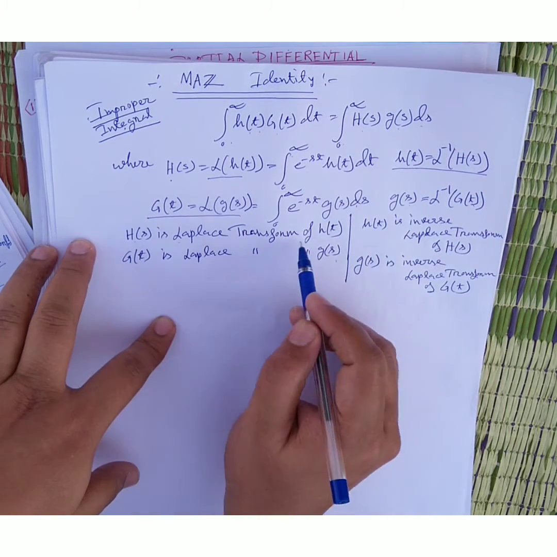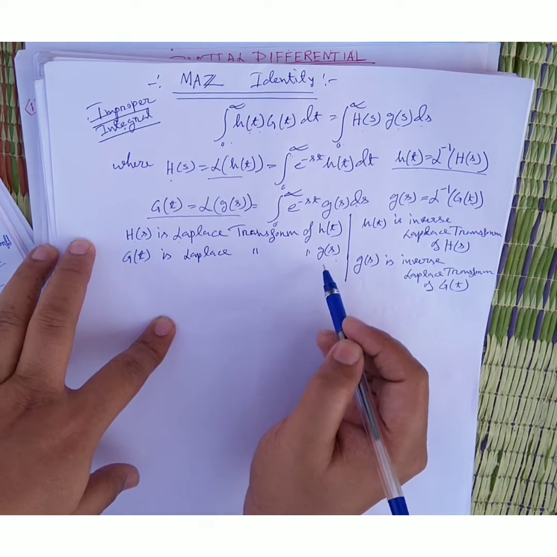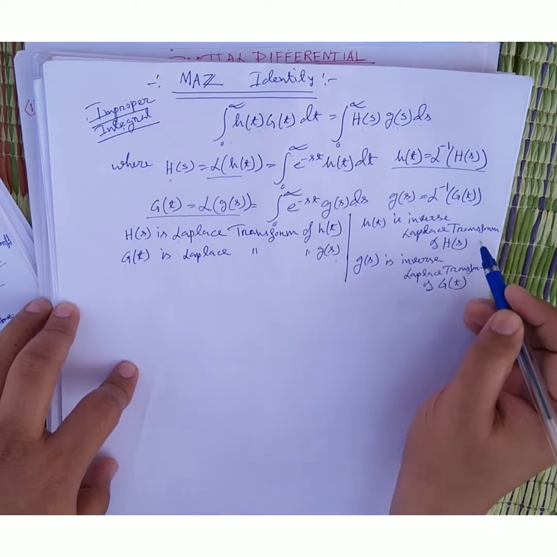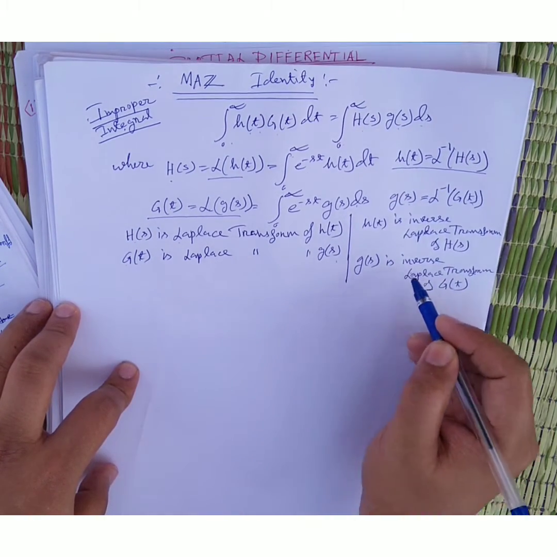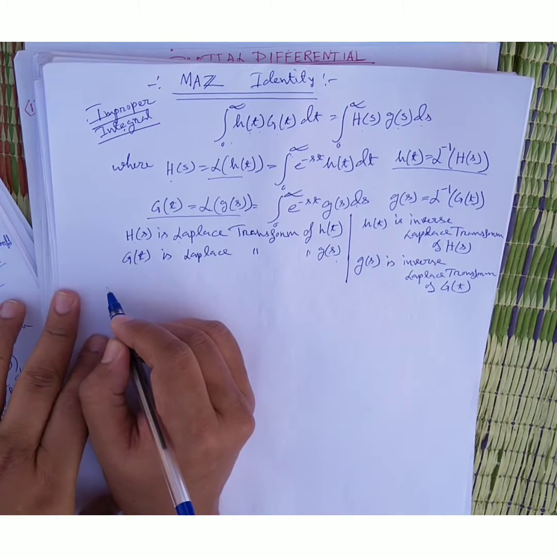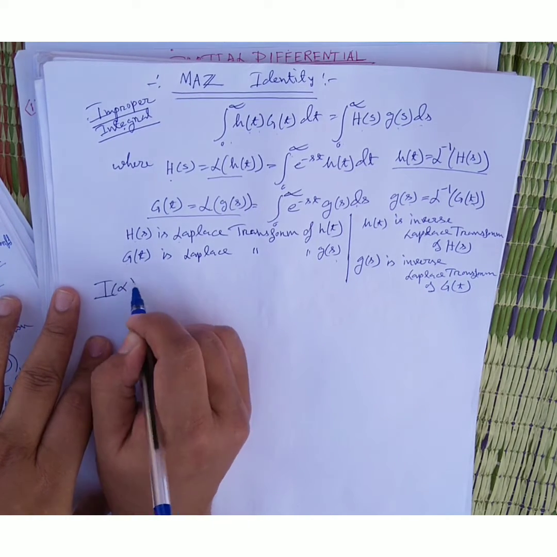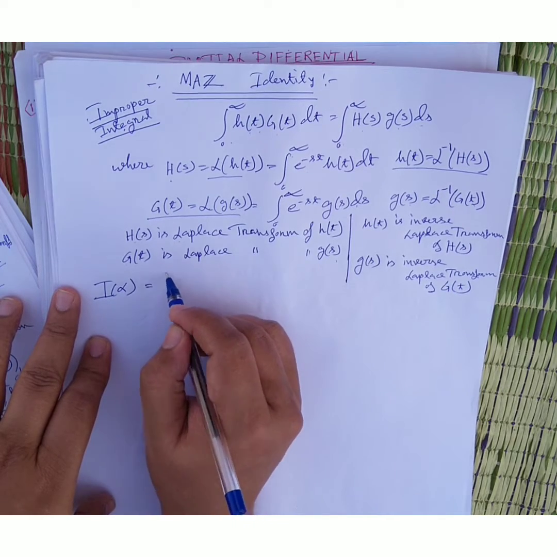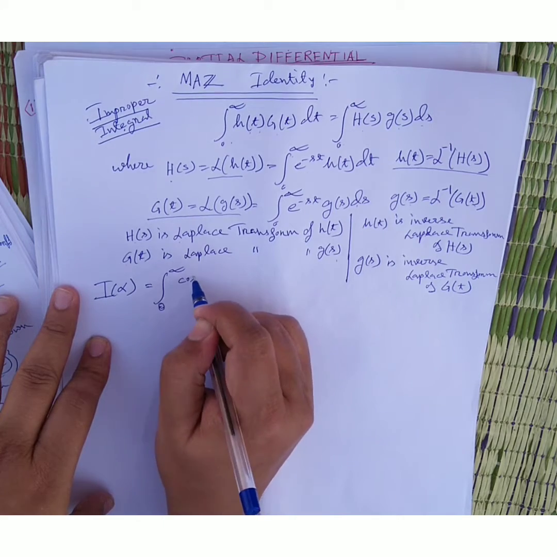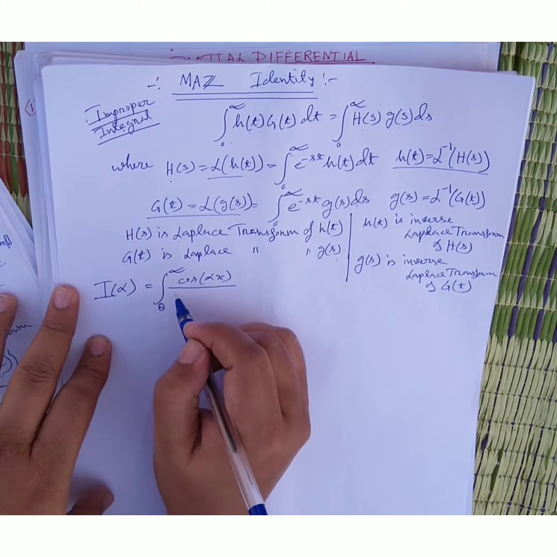Here H(s) is the Laplace transform of h(t) and G(t) is the Laplace transform of g(s). So friends, h(t) is the inverse Laplace transform of H(s) and g(s) is the inverse Laplace transform of G(t). You must remember this. I will solve one very common problem. I think you would solve this by complex numbers and Jordan's lemma. By applying Jordan's lemma we can solve this problem, but now I solve it by this identity.